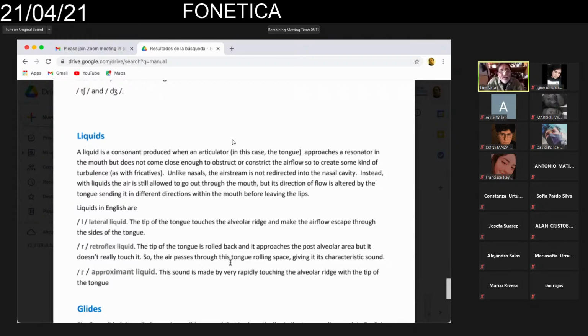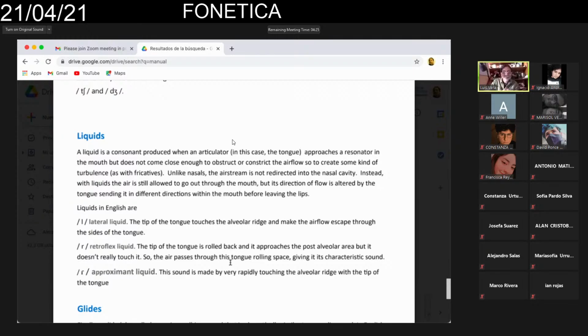Liquids in English are lateral liquid: the tip of the tongue touches the alveolar ridge and makes the airflow escape through the sides of the tongue. Retroflex liquid: the tip of the tongue is rolled back and approaches the post-alveolar area, but it doesn't really touch it. So the air passes through this tongue rolling space, giving it its characteristic sound. And the last one is the approximant liquid. This sound is made by very rapidly touching the alveolar ridge with the tip of the tongue. That is the explanation. Okay, lateral liquid, retroflex liquid, and approximant liquid.